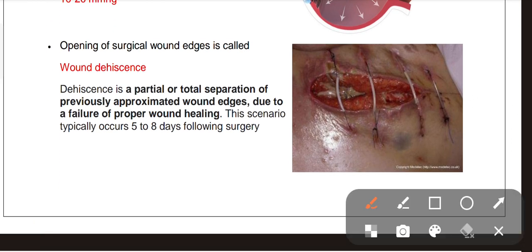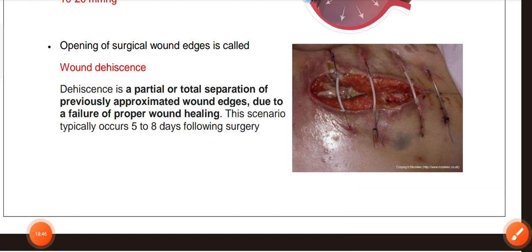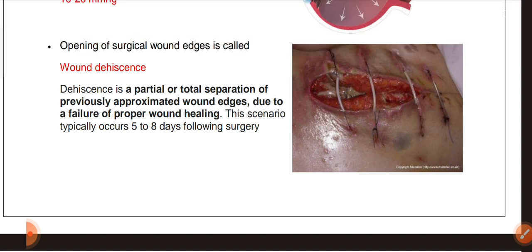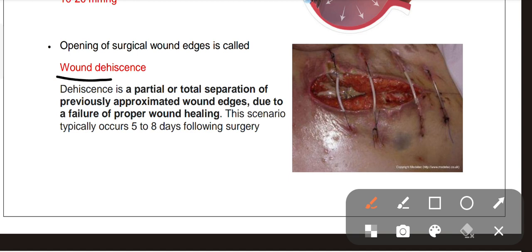And the next point is opening of surgical wound edges is called. So in the picture you can see a surgical wound, meaning an operation has been done for the patient, and afterwards they got sutures. Even with the presence of sutures or without sutures, the surgical wound can open after the surgery. That is called wound dehiscence. Wound dehiscence is nothing but opening of surgical wound edges.